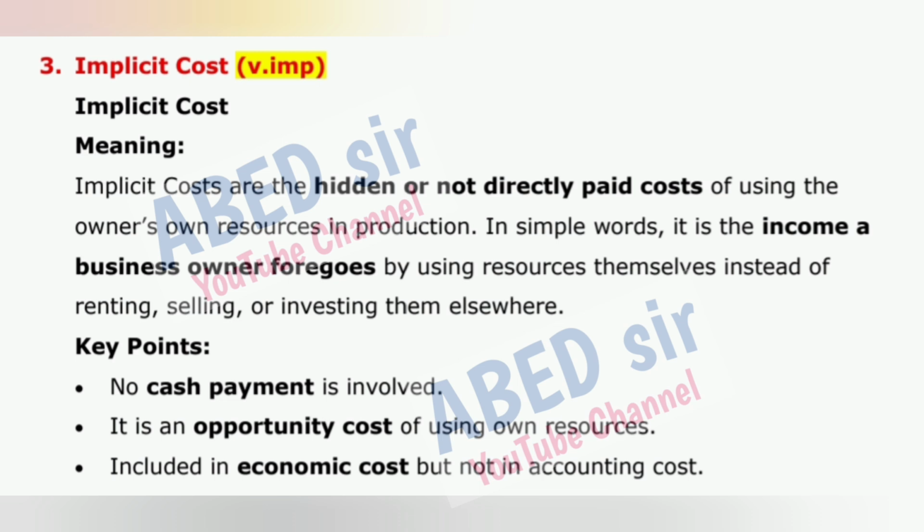Meaning: implicit costs are the hidden or not directly paid costs of using the owner's own resources in production. In simple words, it is the income a business owner forgoes by using resources themselves instead of renting, selling, or investing them elsewhere. Key points: no cash payment is involved. It is an opportunity cost of using own resources. Included in economic cost but not in accounting cost.